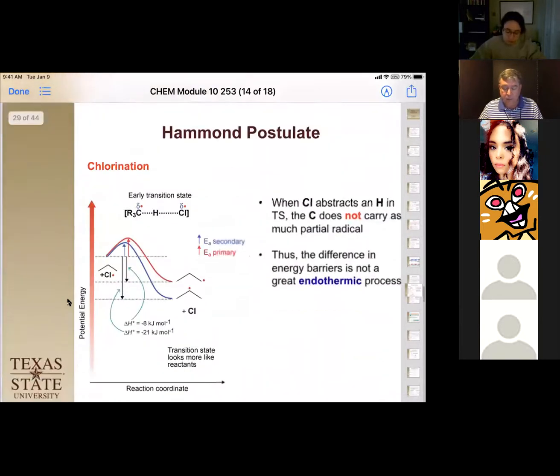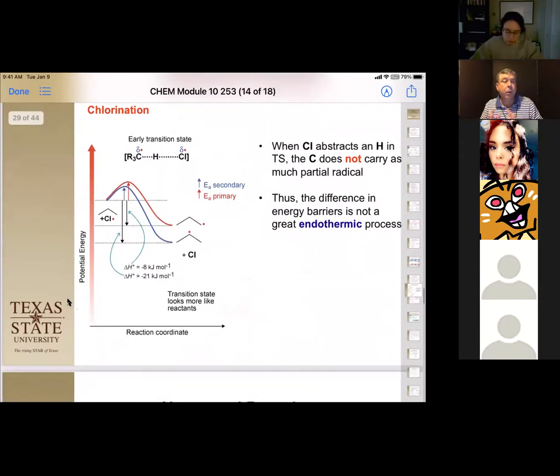Now, in the case of chlorine, it's still toward the beginning, but it's a little longer carbon-hydrogen bond and a little shorter hydrogen-chlorine bond. So this gives a slightly higher transition state for the primary, but there's still a small enough difference that we're going to get both of them. But we're starting to see this difference, and we can start getting a little more selectivity. More of it's going to form the secondary because it's slightly lower in energy, but we're still going to form a significant amount of primary.